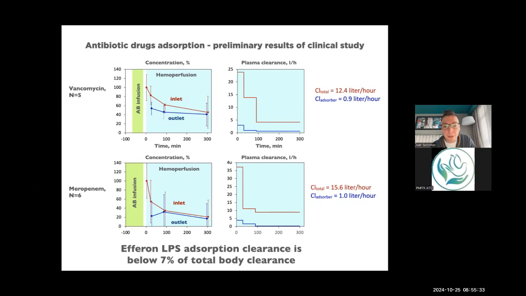It's a clinical study, not a bench study, not an experimental study, and it is designed to ask two questions. First, what is the total organism clearance of the antibiotic? And second, what would be the adsorber clearance and how do they compare to each other? The preliminary results, not the final ones, but still, exist at the moment: total clearance via Efferon LPS is below 10% of total body clearance. So it is not zero, it exists, but it is pretty much negligible compared to what the human body does with these molecules.